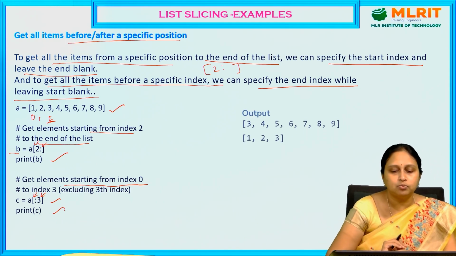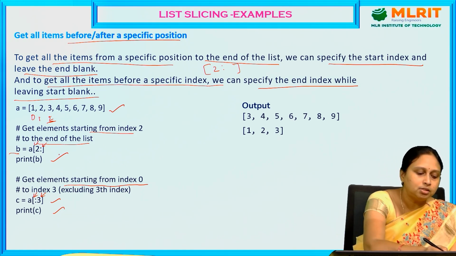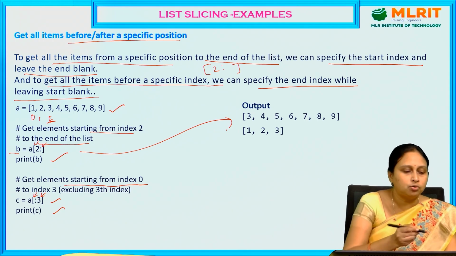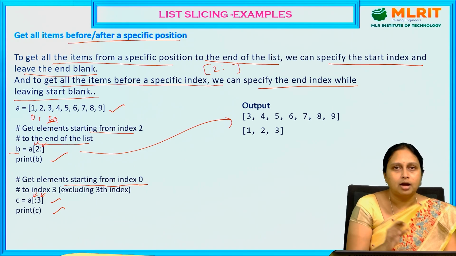Now let us see what the output is for it. Now you can see that for this the output will be 3, 4, 5, 6, as I told you, the index starts from 2 onwards: 3, 4, 5, 6, 7, 8, 9. It is going to display up to the end of the list.